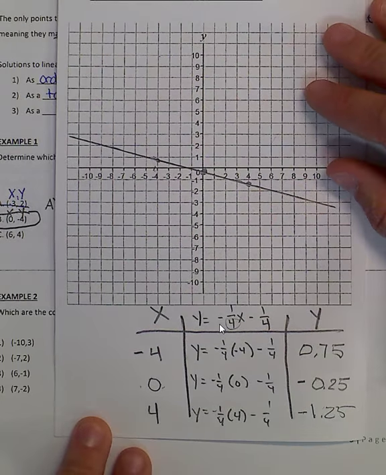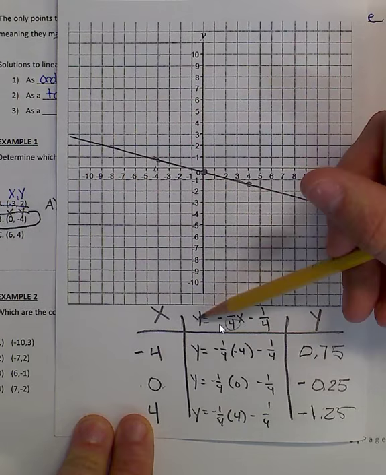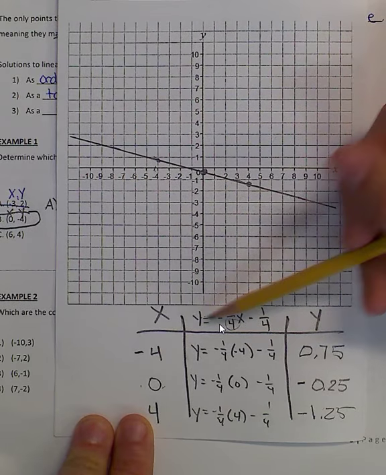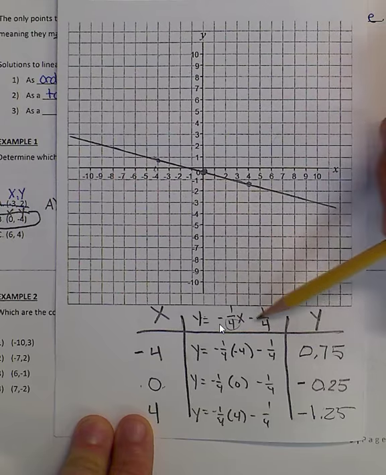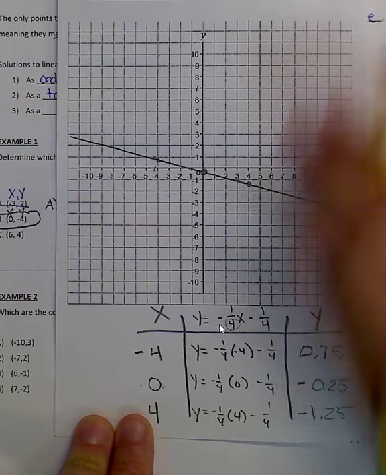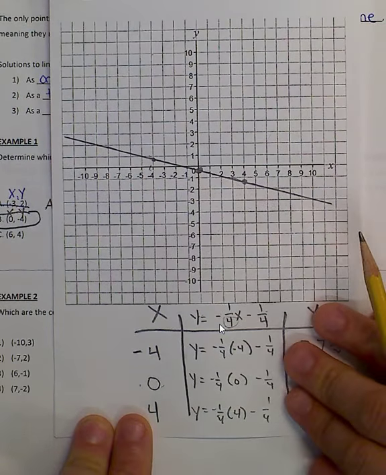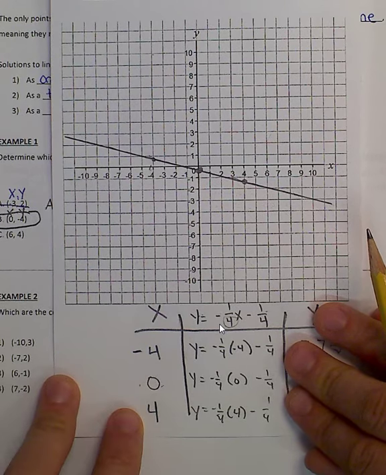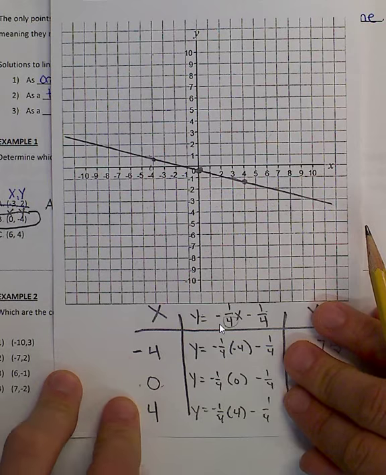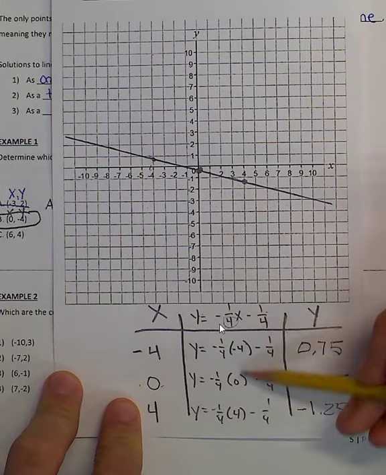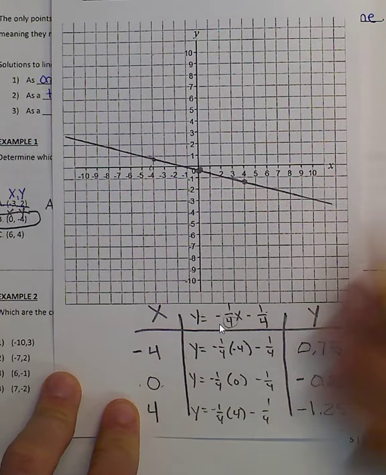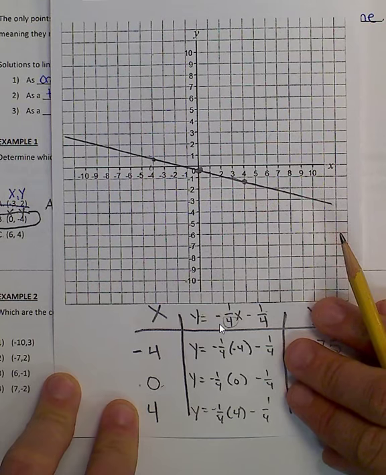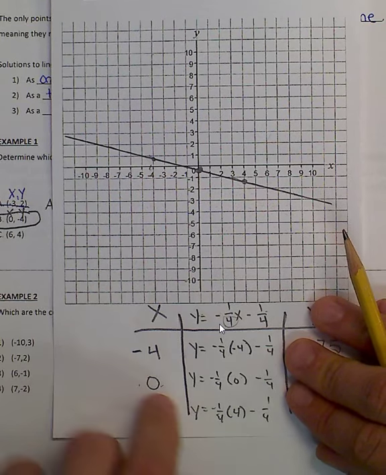Here's my rule. My equation was y equals negative 1/4 x minus 1/4. I created an input-output table. I chose a negative, 0, and positive, and I plugged each of these inputs into my rule for x. I then used a calculator to help me compute this.